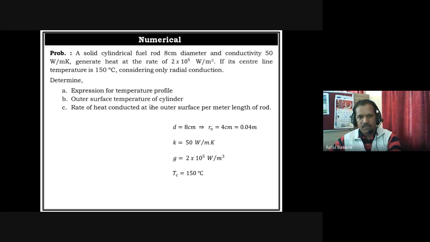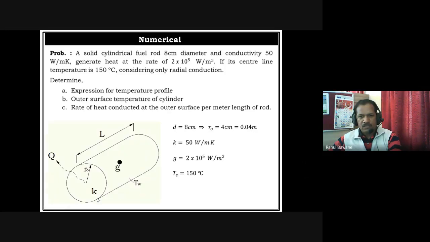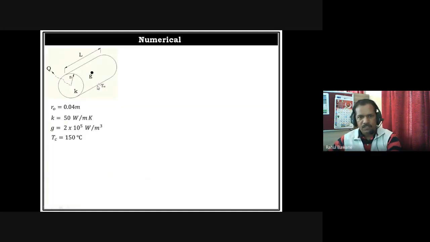Outer surface temperature of cylinder, so T wall, and rate of heat conducted at the outer surface per meter length, so Q by L. If I draw a schematic, it will be like this. Cylinder, R0 is outer radius, thermal conductivity K, heat generation source G, wall surface T wall, length is L, and heat is traveling radially. So let's see how to solve this problem. This is our schematic and this is given data. So first is expression for temperature profile.